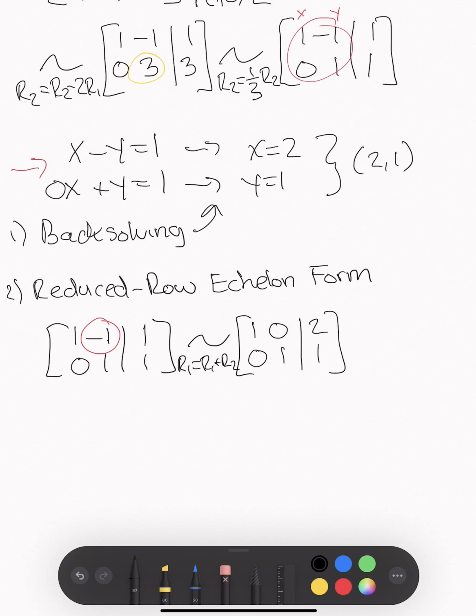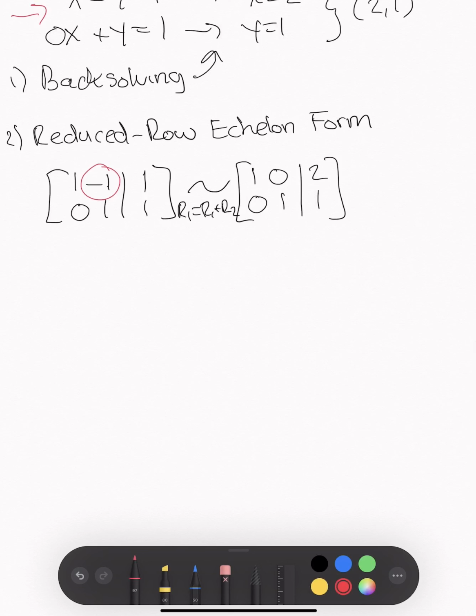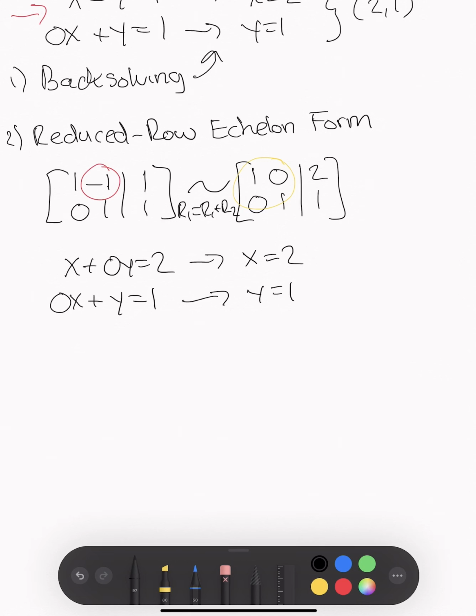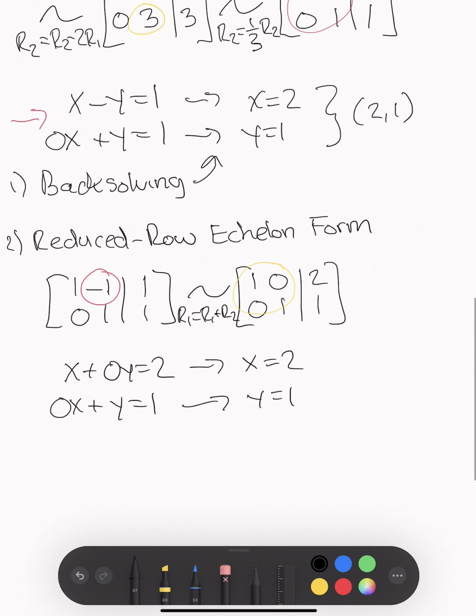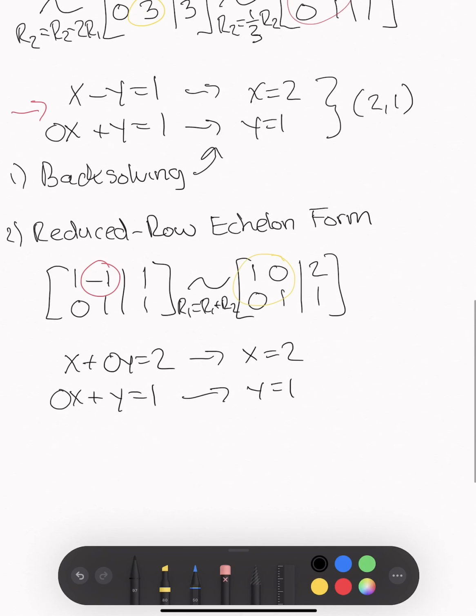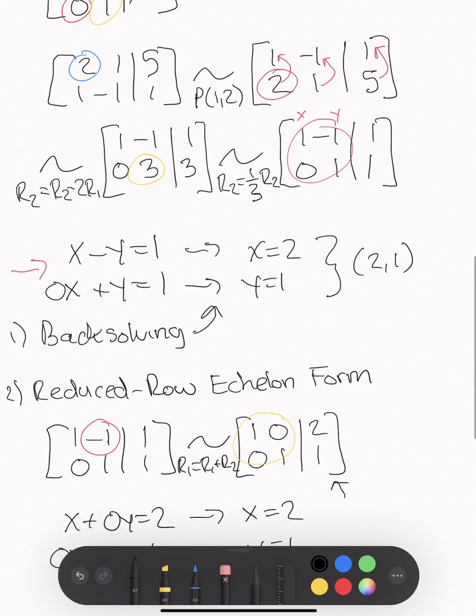Okay. So I took one more step, and now let's read off our system of equations that's encoded with this matrix. The first line reads x plus 0y is equal to 2, and the second one reads 0x plus y is equal to 1, and obviously this tells me exactly x is 2 and y is 1, but look how little work I had to do once I got it into this form. So the advantage of getting it into reduced row echelon form is you can literally read off the solution to your equation from this column here. But sometimes it's a lot more work, and sometimes it's actually easier to use back solving instead.